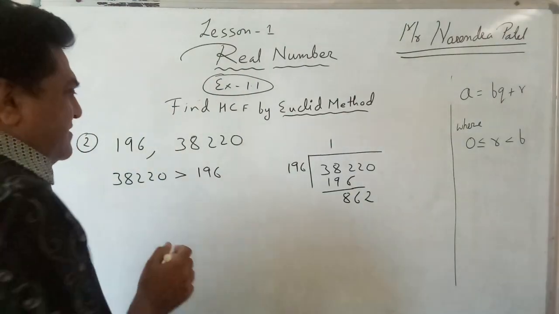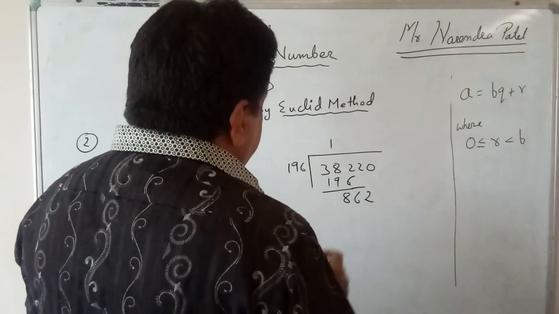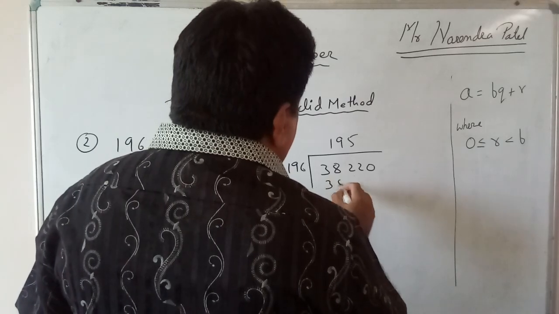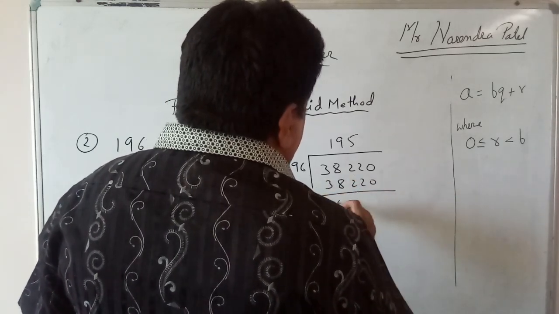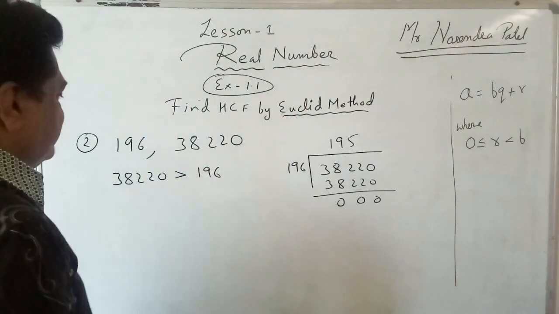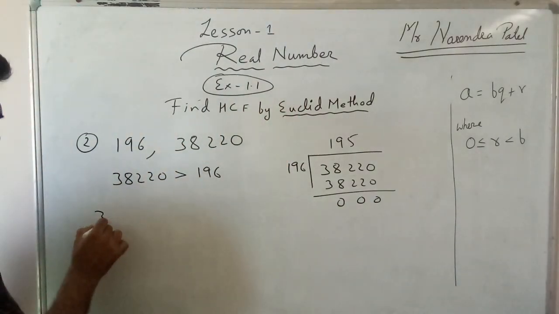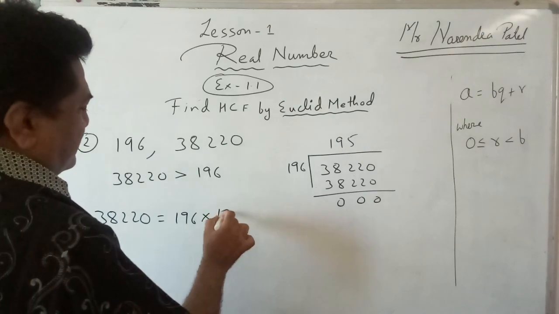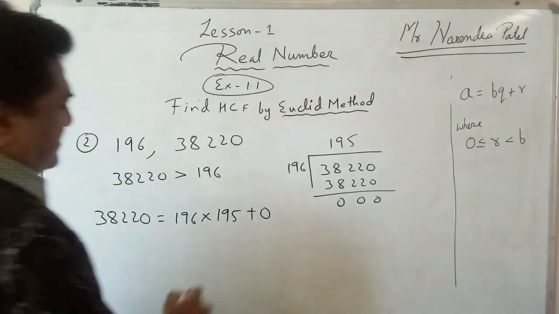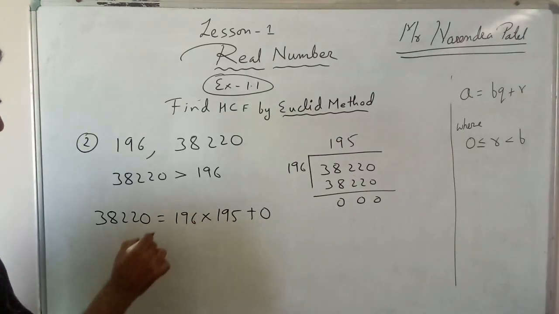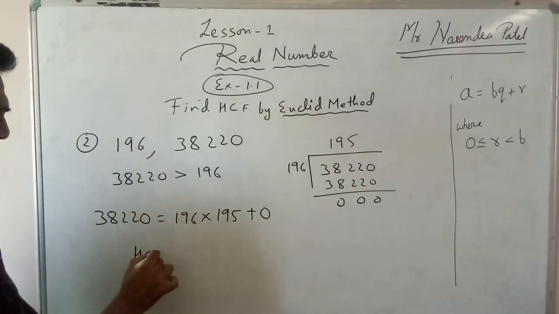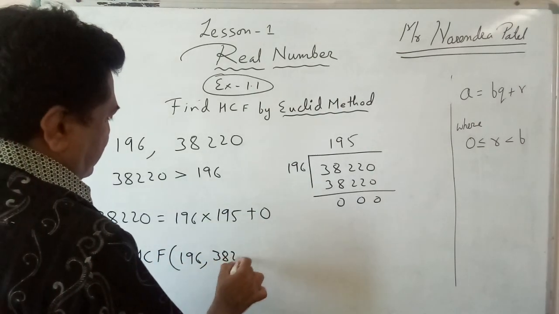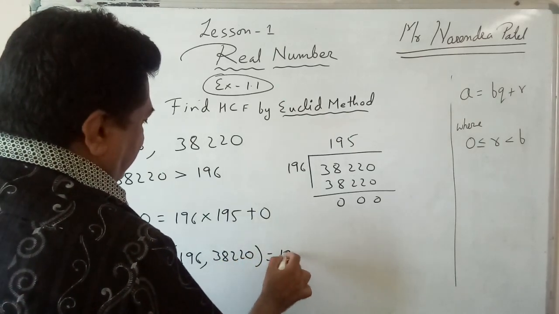Now I will take 9 ja. So when I take 195, I will get 38220. So here our remainder is becoming 0. So here we can write directly 38220 is equal to 196 into 195 plus 0. Your remainder is 0. So what I told you, the B is the HCF. So the HCF of 196 and 38220 will be 196.